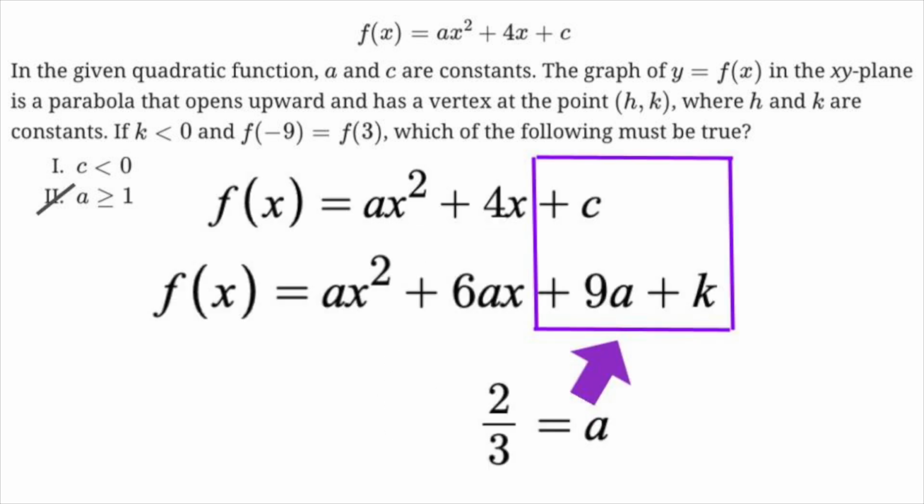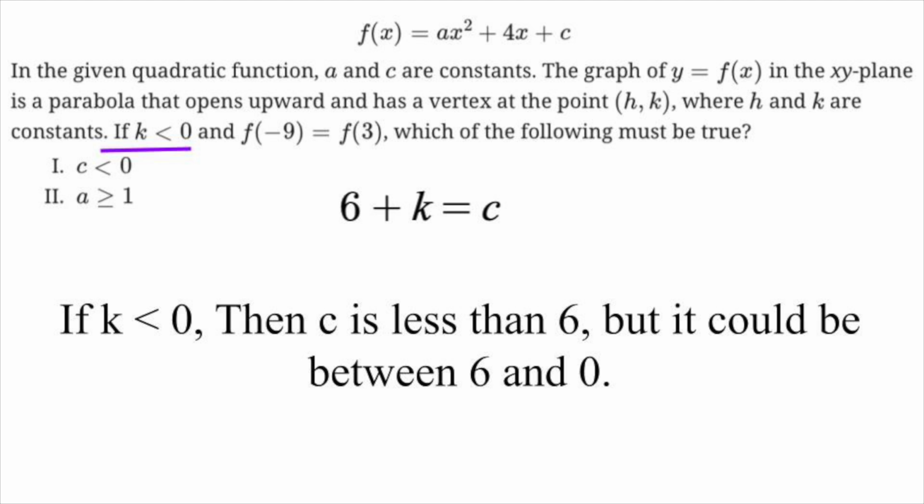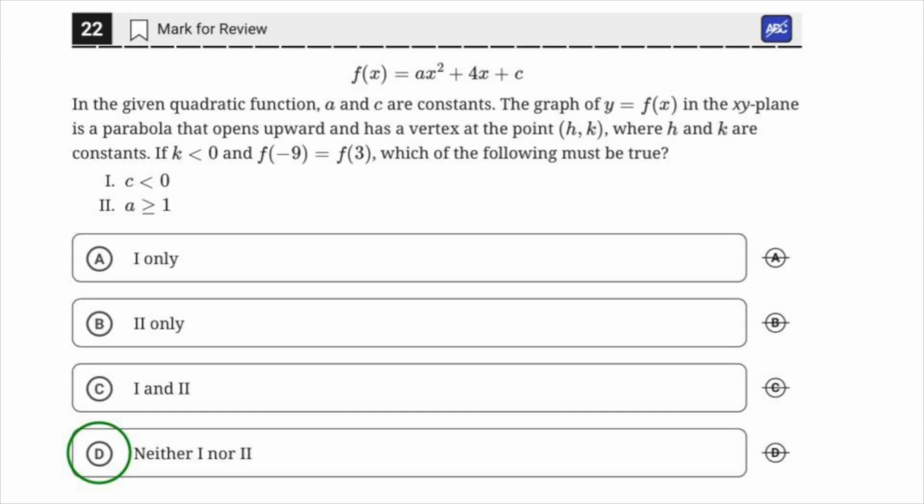Then plug that in to determine the value of c. c equals 9a plus k. 9 times 2/3 plus k equals c. We're given that k is less than 0, and if that's true, then c is less than 6, but could be between 6 and 0, so the correct answer is neither 1 nor 2, answer choice D.